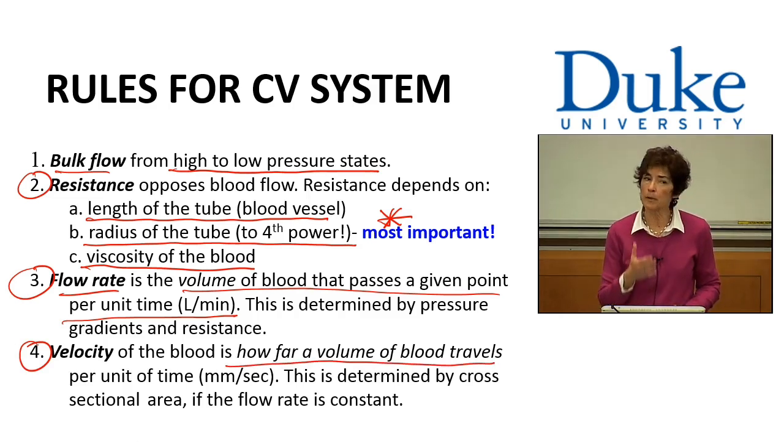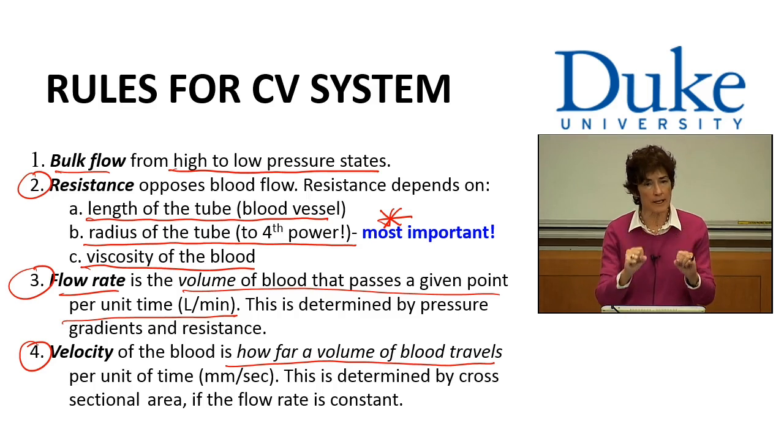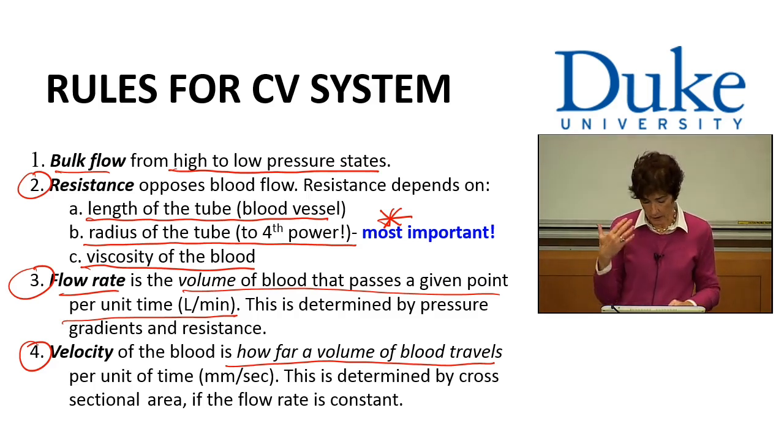And this is determined predominantly by the cross-sectional area. The slowest velocity, or speed of flow, through the system will be found in the capillaries. The capillaries are very small diameter vessels, but there are many, many, many capillaries. And so the total cross-sectional area of the capillaries is quite large. And so the flow will be very slow across the capillaries.